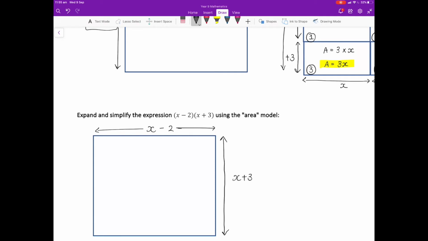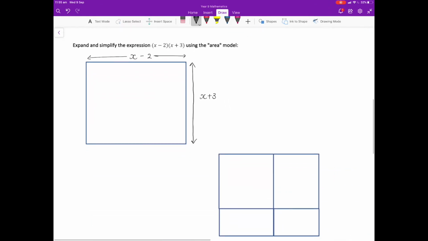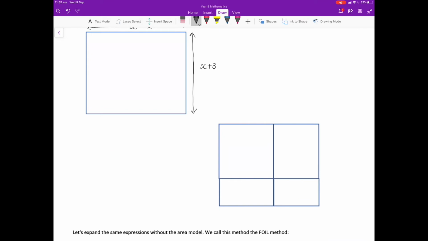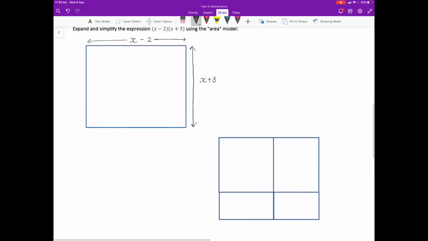So now obviously from here we do need to do a little bit more work. So I would encourage you to then split this rectangle into three smaller rectangles and one square. So now I'm going to label each of these. So I'm going to label this x and this -2, remembering that in the original shape, that length there was x minus 2.